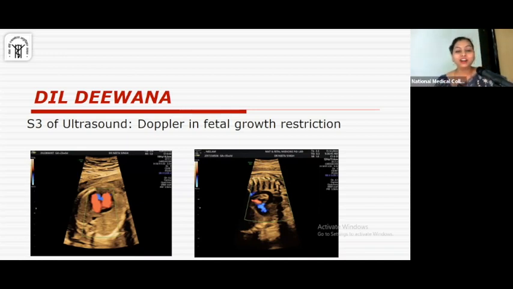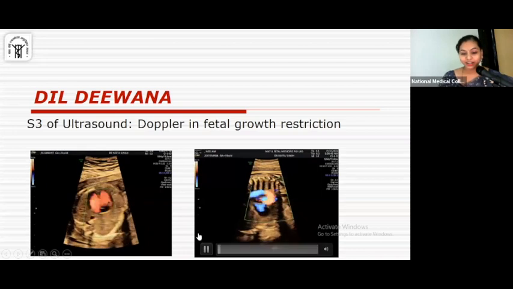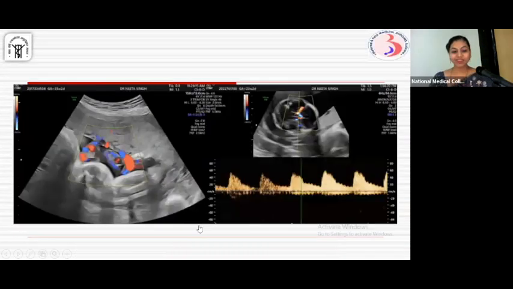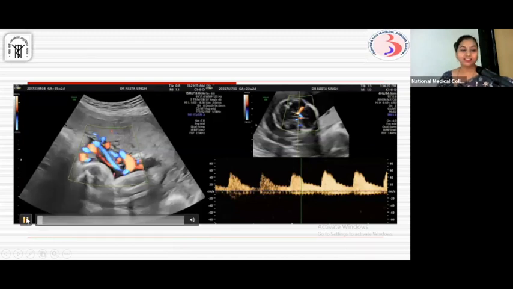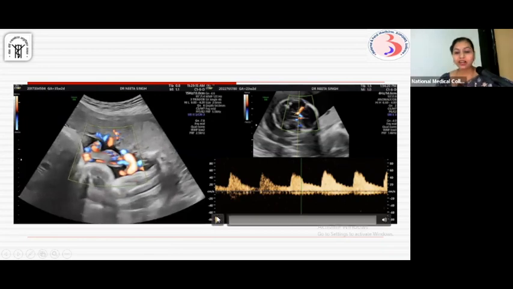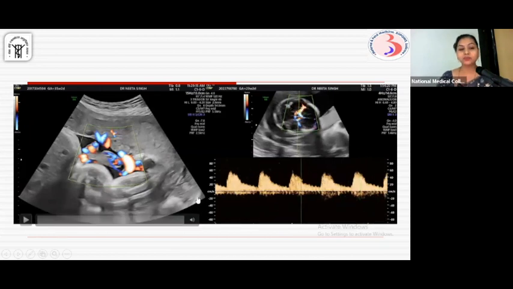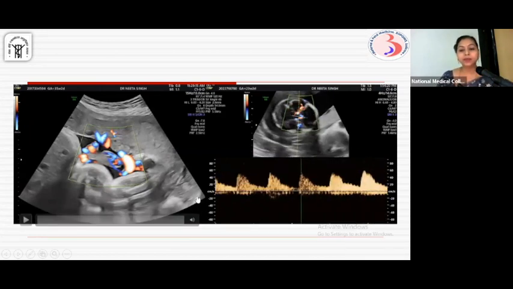So our topic is the role of ultrasound Doppler in fetal growth restriction. The management of FGR is incomplete without Doppler studies. Without umbilical and MCA studies, our FGR cases will not be managed properly, and here are the cases depicting the same.